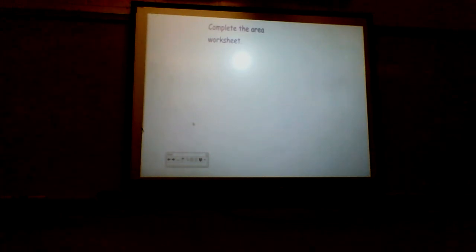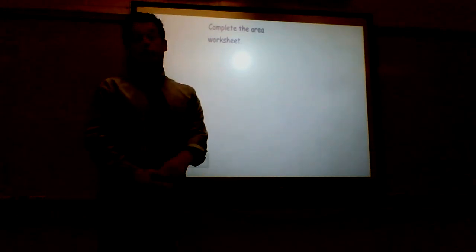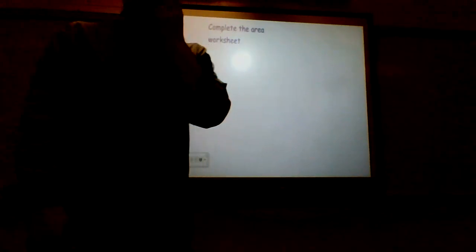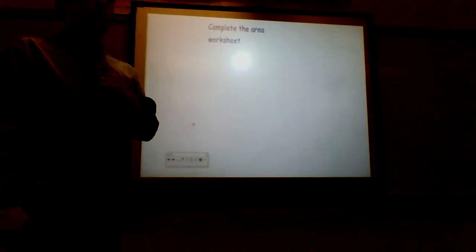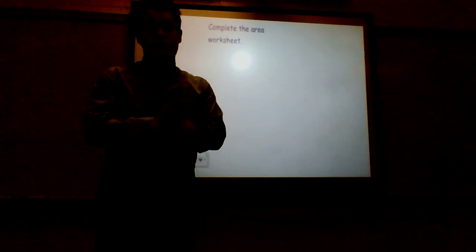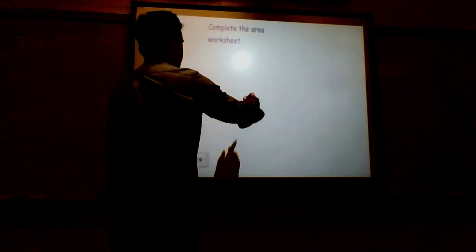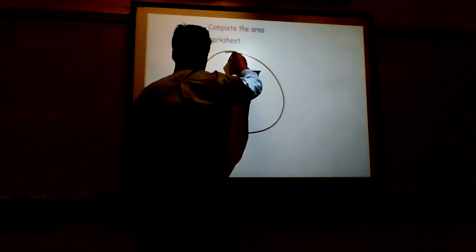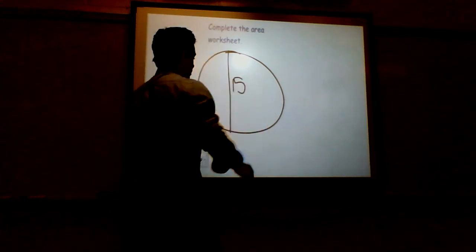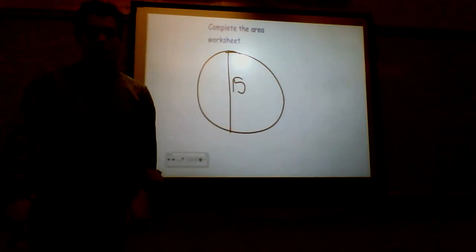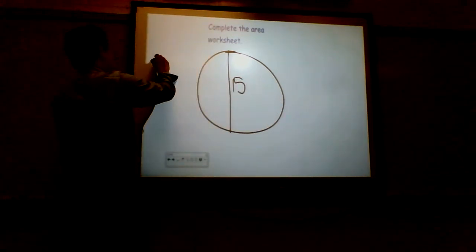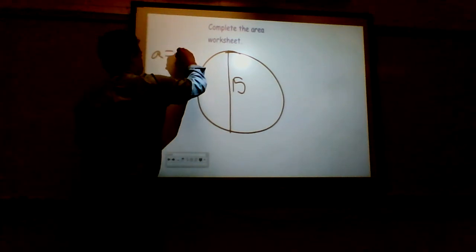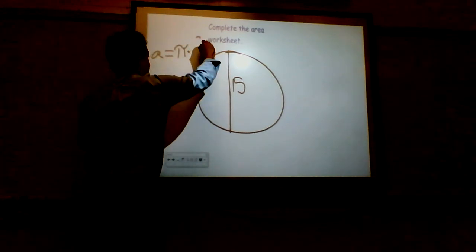Okay. At this point, you are going to complete your area worksheet. There might be a few circumference problems thrown in. Please, every problem that you do, write the formula of what you're looking for. If it's area, it'll be area equals pi times radius to the second power.